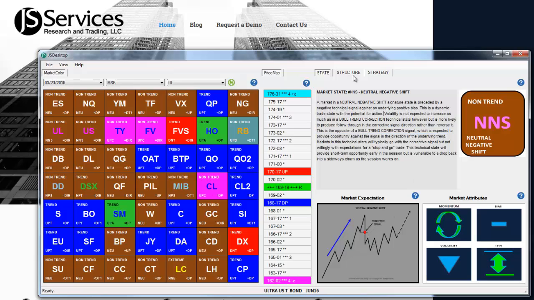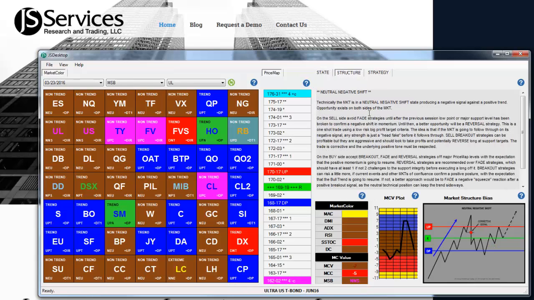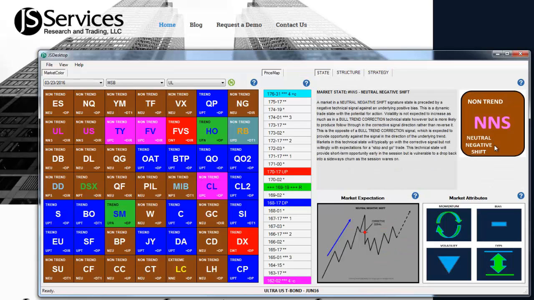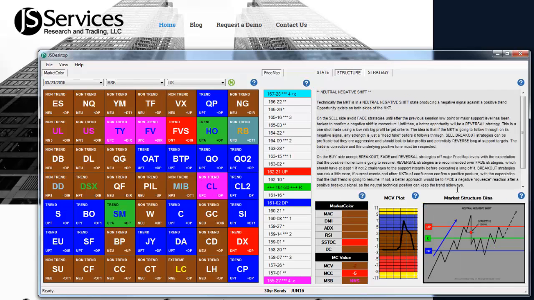The next thing we want to do is identify the structure of this condition, and today it's unique because we're focusing on when this condition has an R level equal to the directional, and we have the same thing going on in the ultra bond. It's also in a neutral negative shift with sentiment balanced at the directional.